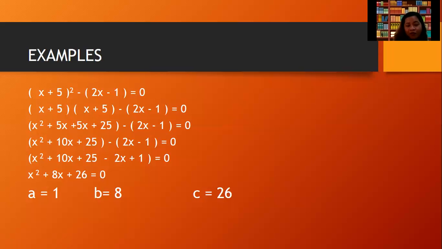So what are our A, B, and C? Observe that our quadratic term has no number. If there is no number shown, the answer is not 0. It means it is 1 also. So therefore, our A is 1, B is 8, and C is 26.